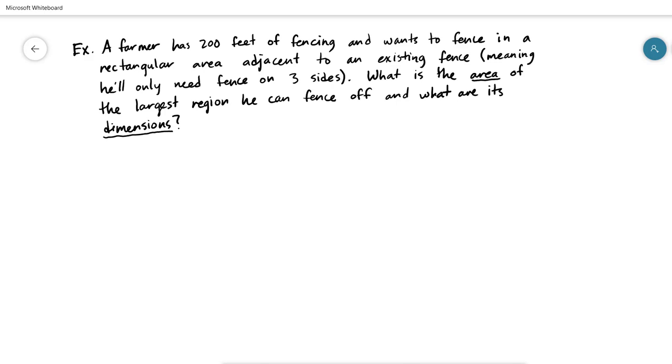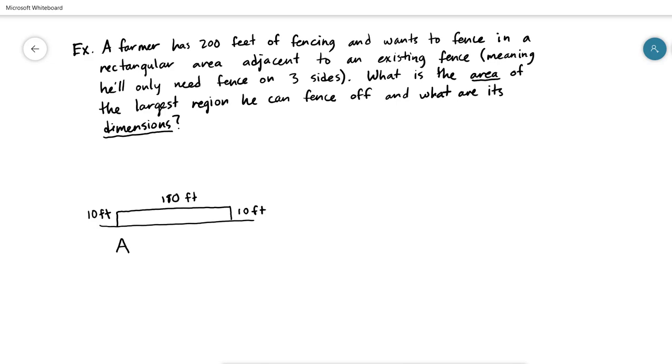So I'm going to draw a few possible pictures so we can get a sense of what's going on here. In one case, here is maybe his existing fence, and here's the fence that he adds in. So he makes a shape that looks something like this. In this case, let's say that this dimension along this side is 180 feet. And that means that this is 10 feet on this side, this is 10 feet on this side, and there's his total 200 feet. If we look at this region, it has dimensions of 10 by 180 feet.